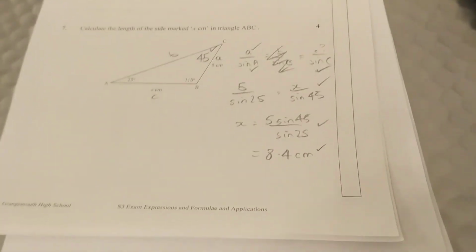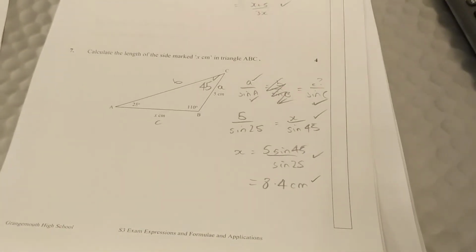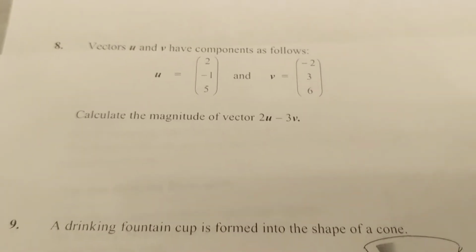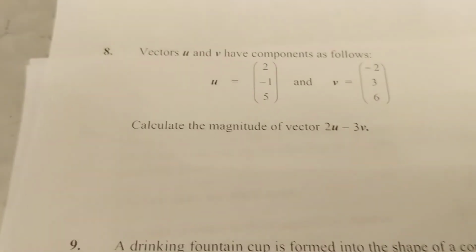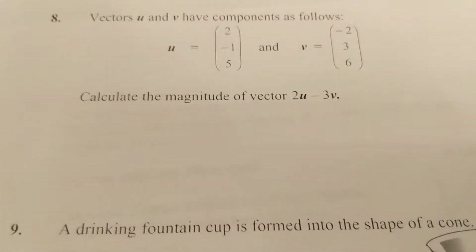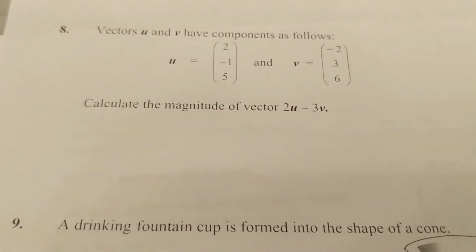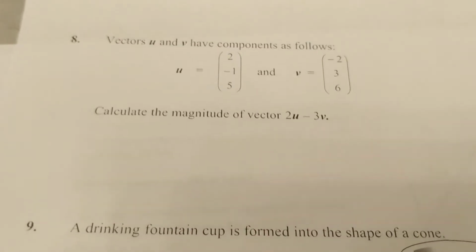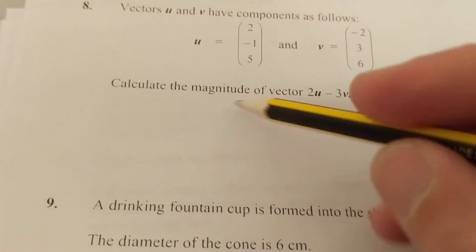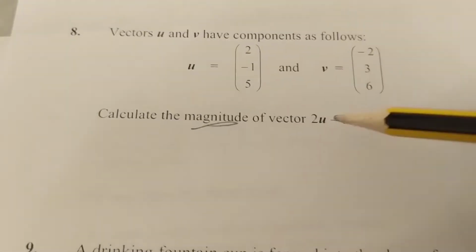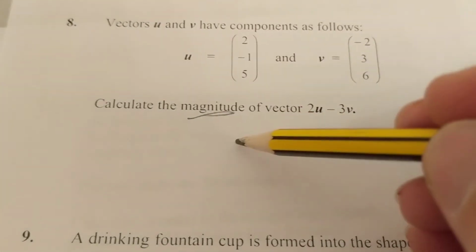Question 7 was done really well. Okay, question 8. I was actually a bit disappointed the way it went down, because I think 8's one of those questions that once you see it, you'll think, well, that's not too bad at all. You get to calculate the magnitude of the vector 2u minus 3v.